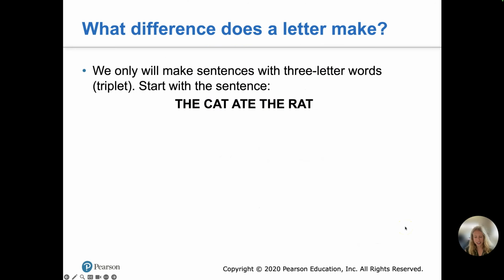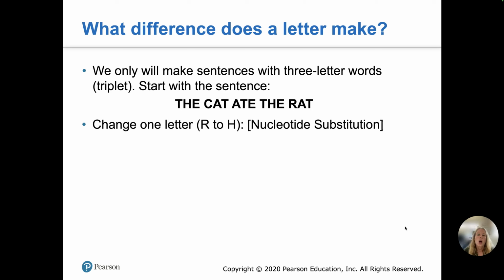To help conceptualize this, I've done mutations in a few sentences so that you can see the difference one single letter makes. So we're going to only make sentences with 3-letter words to represent the triplet codons. We're going to start with the sentence, the cat ate the rat. So all 3-letter words. We're then going to do a nucleotide substitution and change one letter. The R in rat is going to change to an H. So now our sentence reads, the cat ate the hat.